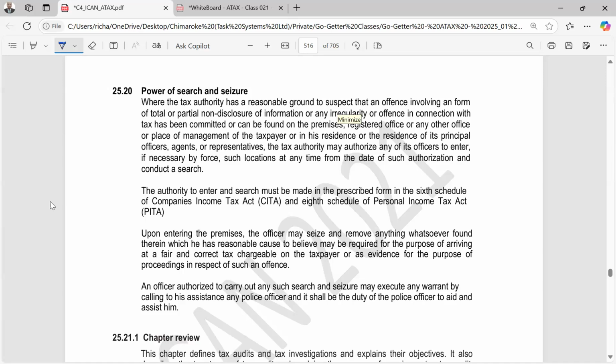Now, an officer authorized to carry out such a search and seizure may execute any warrant by calling to his assistance any police officer, and it shall be the duty of the police officer to aid and assist him.